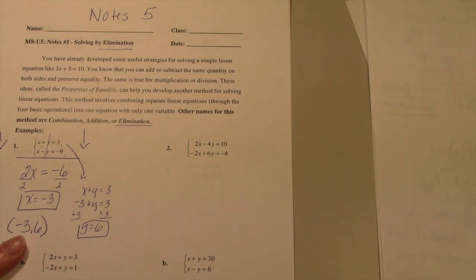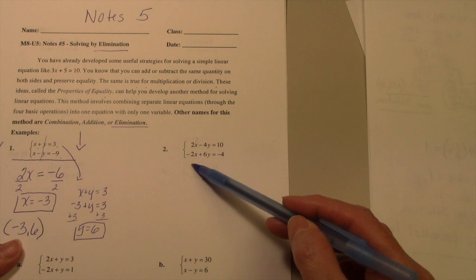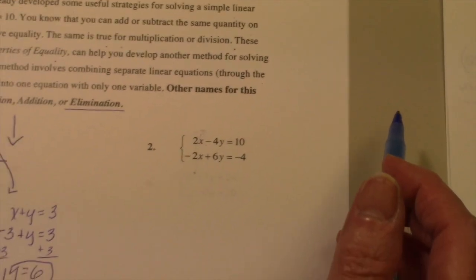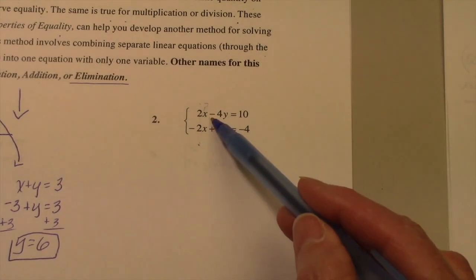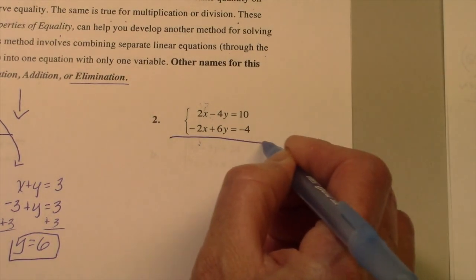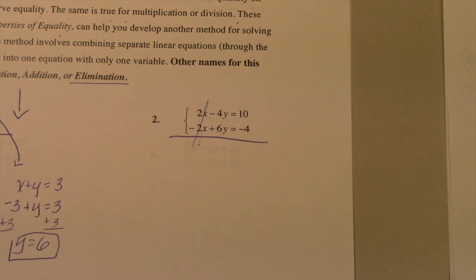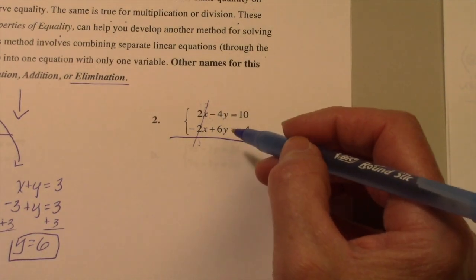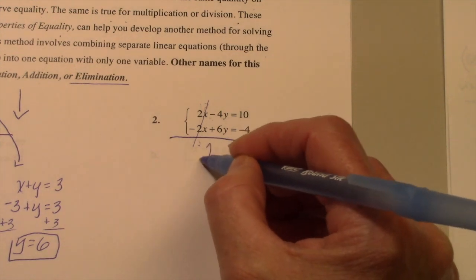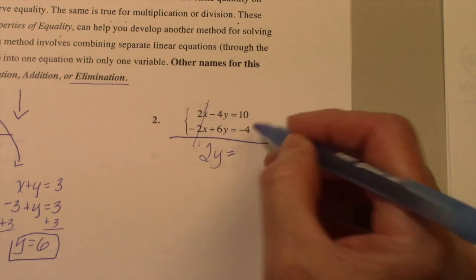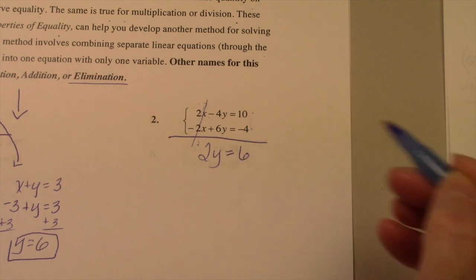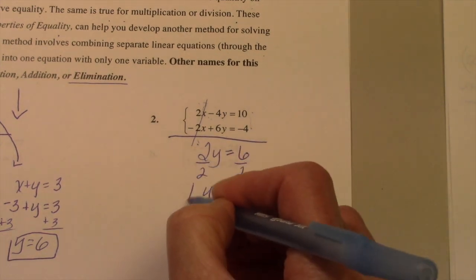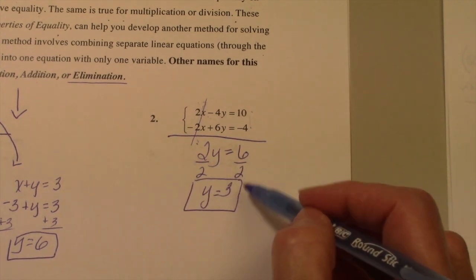Screaming elimination right here. The 2x and the -2x cancel each other out. Let's zoom in a little bit. Do we see that? The 2x and the -2x cancel each other out. I draw a line underneath. They cancel out. They're done. These two: -4y and 6y make 2y equals what? 6. Divide by 2, divide by 2, y equals 3. Okay, so in this case I got y is 3.